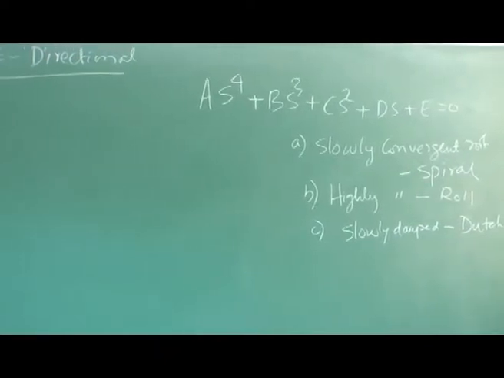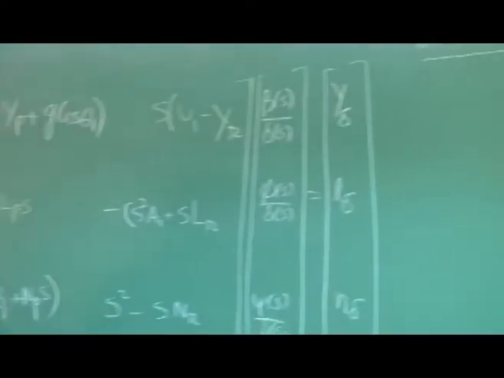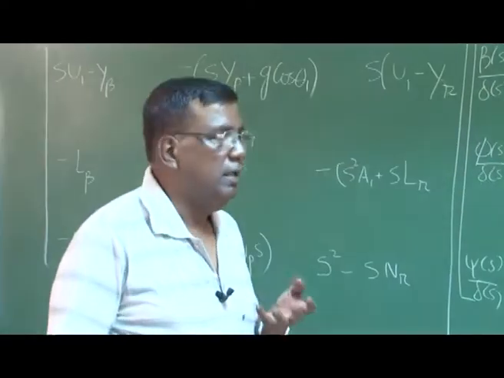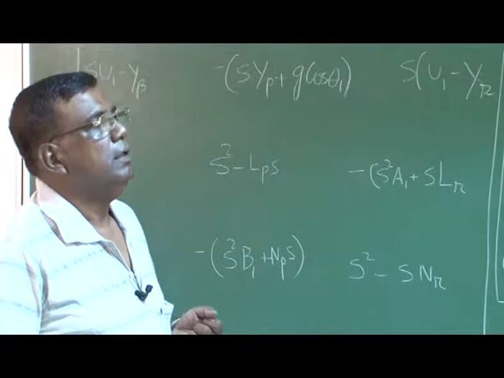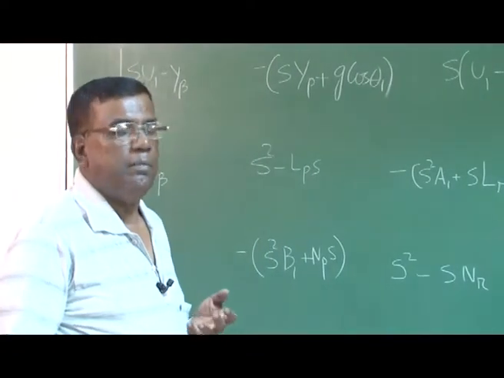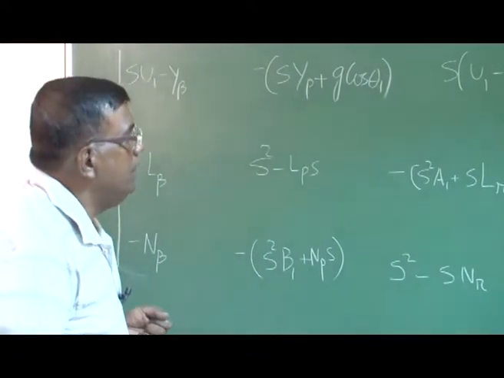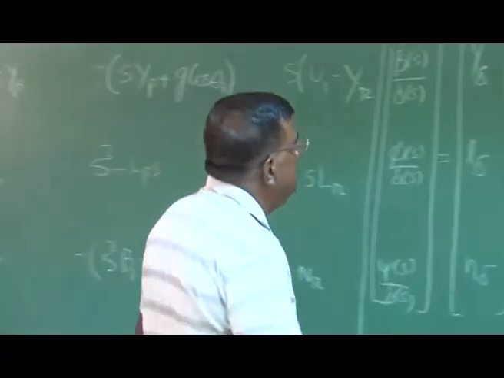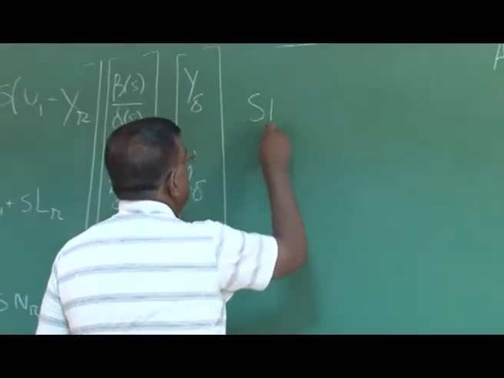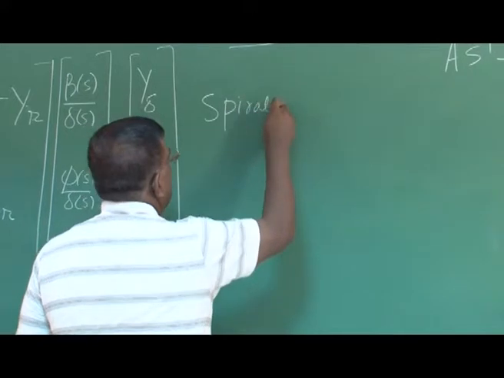And these are approximations. Mostly they are not very good approximations, but still it has got some relevance to the designers in an approximate manner. It helps a lot. So first we will try to do the roll or spiral. First we will do the spiral approximation.